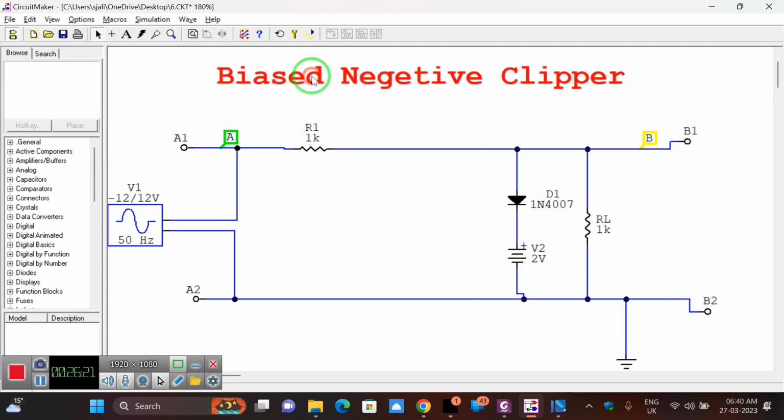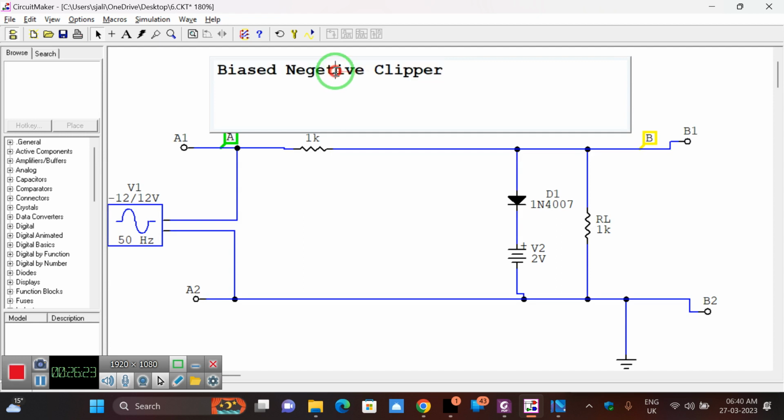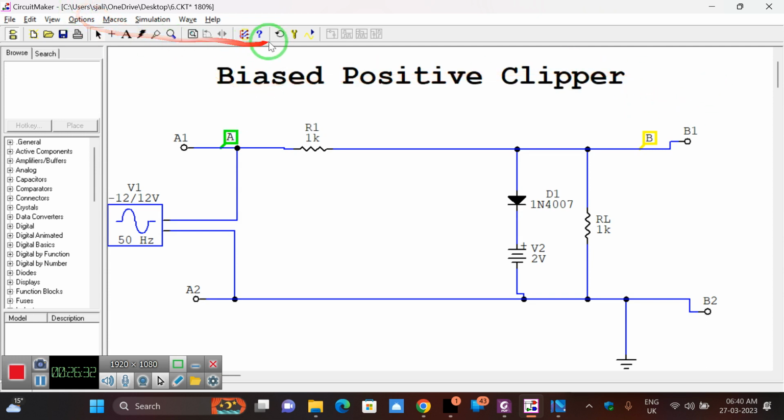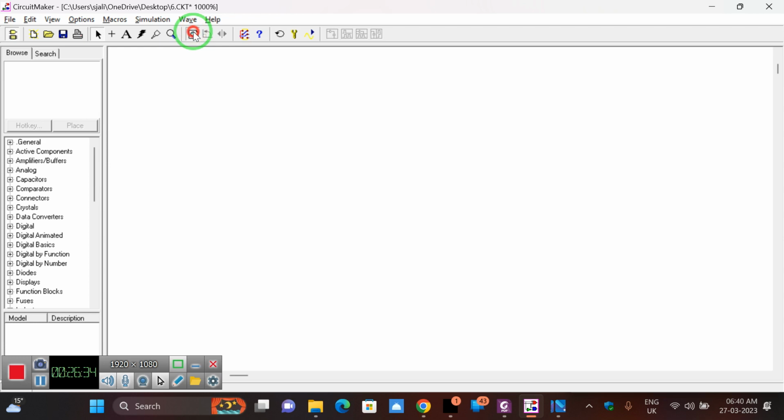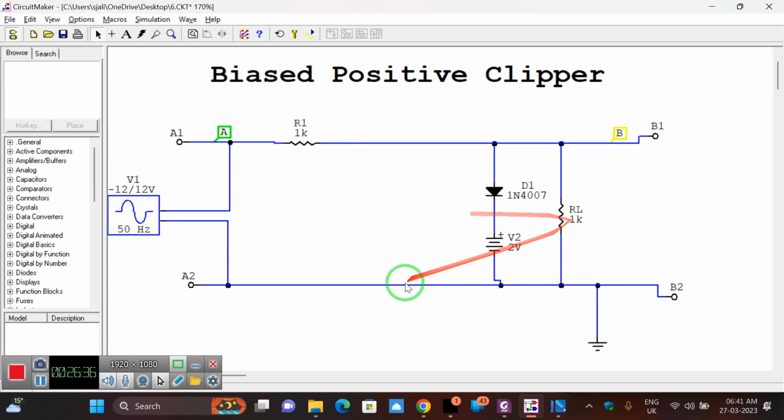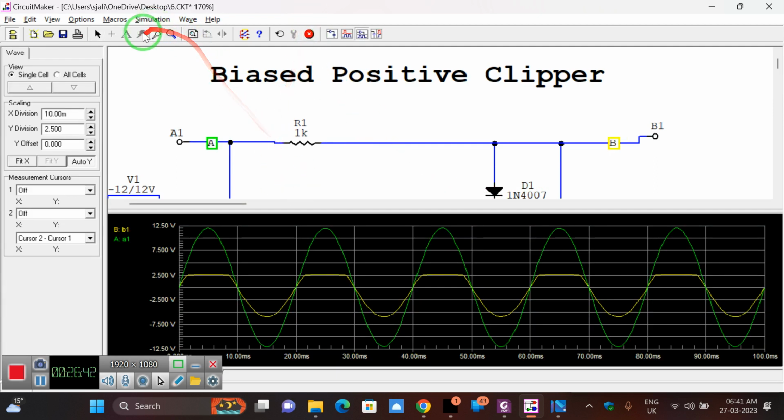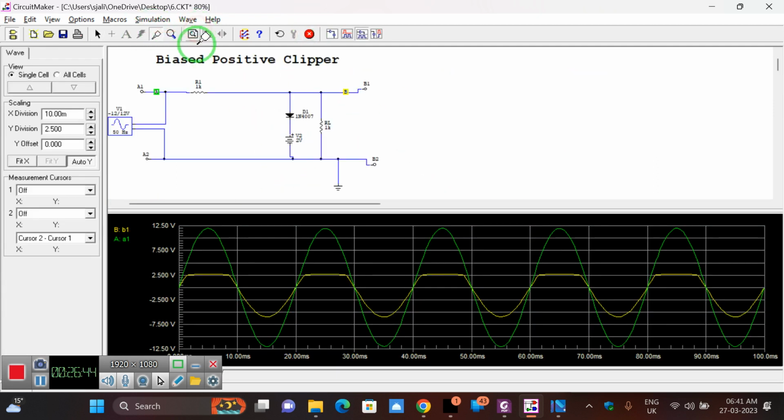So now I change the value to biased positive clipper. Everything is the same. The diode orientation is changed and the battery orientation is changed. Now check the output. See here, biased positive clipper.